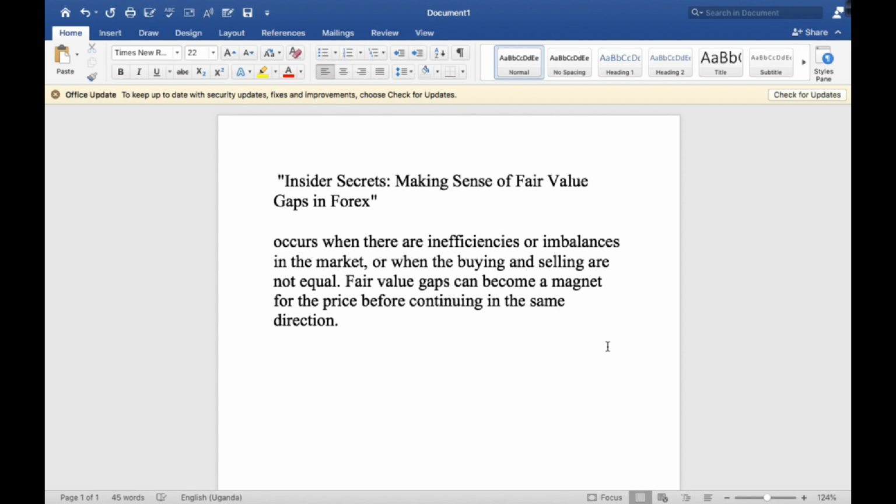basically a fair value gap is literally a gap that shows imbalances within the markets, probably between the buyers and the sellers. This occurs when there are insufficiencies or imbalances in the markets, or when the buying and the selling are not equal. Fair value gaps can become a magnet for price before continuing in the same direction. Usually the market has a tendency that if it's to move in any direction, it will never leave any gap.